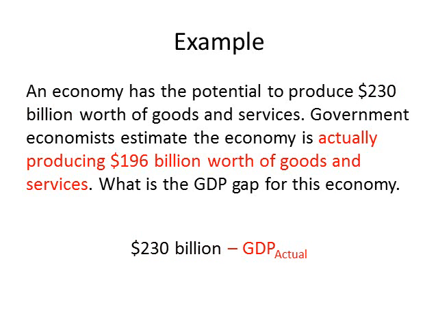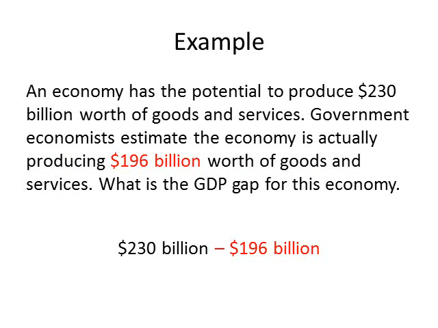Next, we will locate what the economy is actually producing. In this case, it's $196 billion worth of goods and services. So we will substitute in $196 billion. The next step is to subtract $196 billion from $230 billion, or the math problem, $230 billion minus $196 billion.